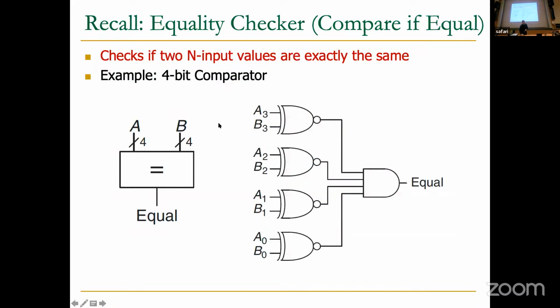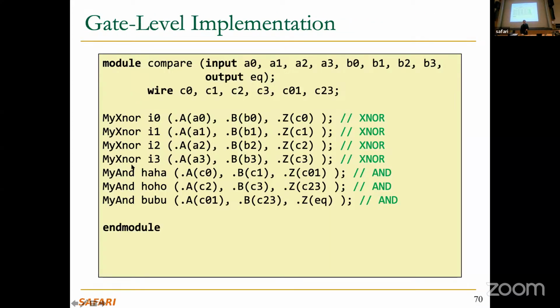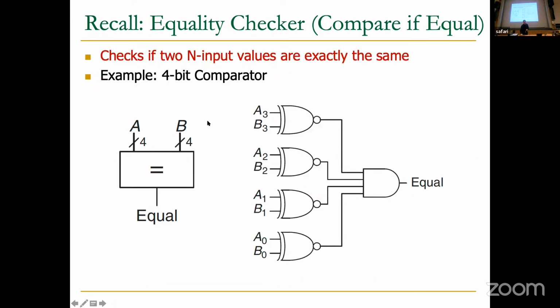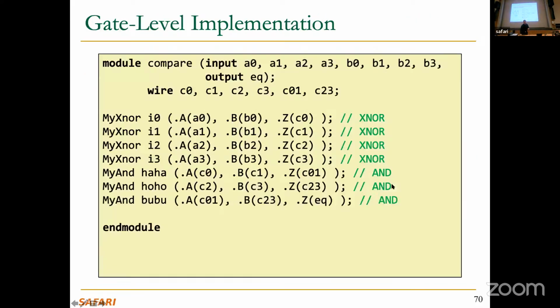Basically, this gate level description is instantiated using the XNOR gates, except the AND gate is not a 4-input AND gate, it's three 2-input AND gates. So it's a hierarchy of AND gates, right? Clearly, this is one way of doing it. It looks like a mess, right? And clearly, it's not readable.